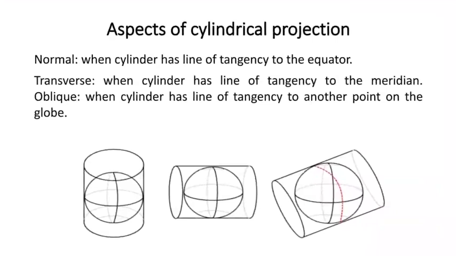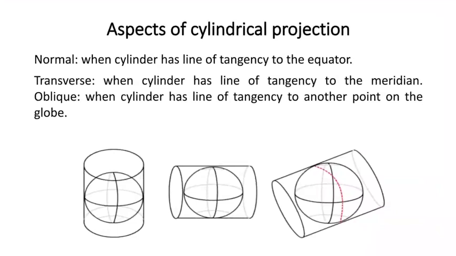In the second figure you can see just the opposite of the first figure. That is the transverse aspect of cylindrical projection. Here the cylinder has a line of tangency to the meridian. Meridian means the north-south line, so here the north-south line is tangential to the cylinder. Then the third one, that is oblique. Here the cylinder has line of tangency to another point on the globe, so other than the equator and meridian, any other line on the surface of the globe or the earth is tangential to the cylinder.